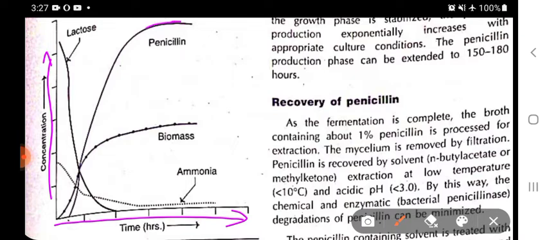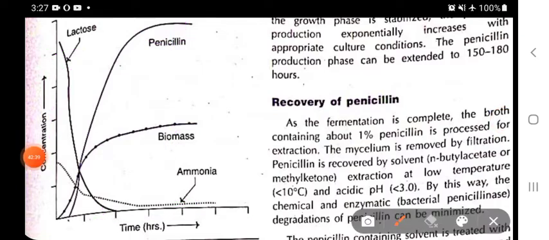You can see the highest penicillin production occurs at which region. The highest penicillin production occurs in the region where the biomass concentration of Penicillium chrysogenum is high, with a low concentration of ammonia. Sorry, not high concentration of lactose, a very low concentration of lactose yields a high production of penicillin.